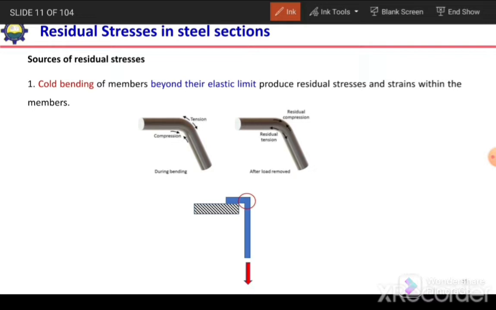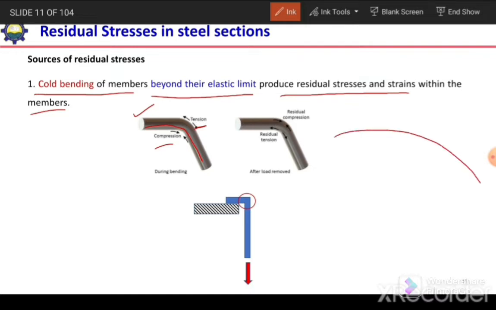The first one is cold bending of members. Cold bending of members beyond their elastic limit produces residual stresses and strains within the member. For example, if we have a steel bar and bend it beyond its elastic limit, there will be compression on the inner side and tension on the outer side.